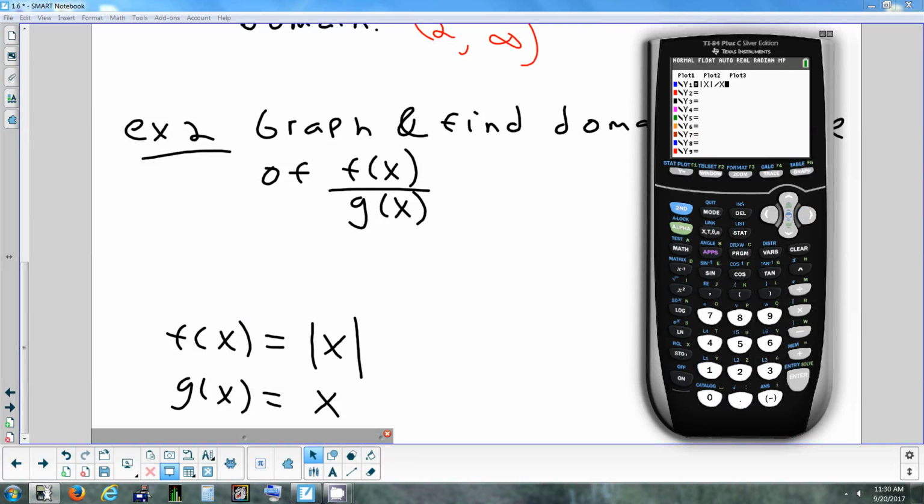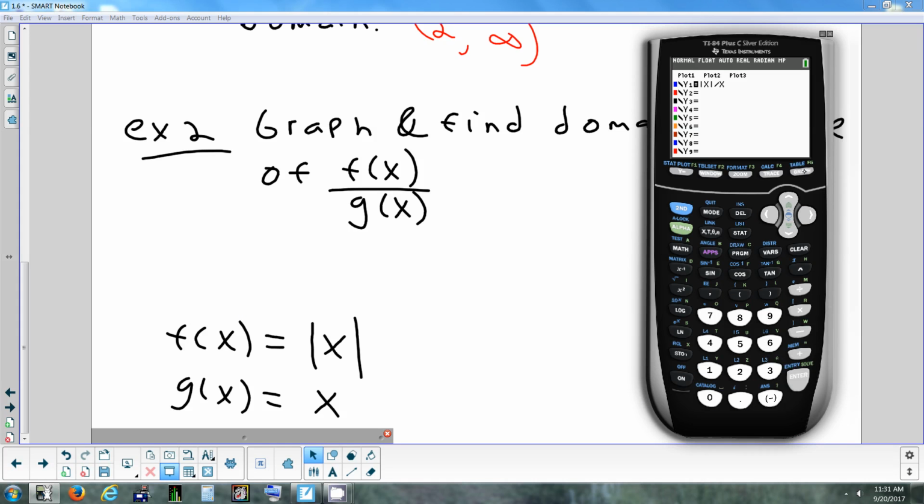So let's just try one by hand. What if you plug in 2? What's the absolute value of 2 divided by 2? 1. Let's plug in 12. Absolute value of 12? 12. Divided by 12? 1. So you're going to get 1 for the answer, a lot of the time. Let's try like -5. What's the absolute value of -5? 5 divided by -5.